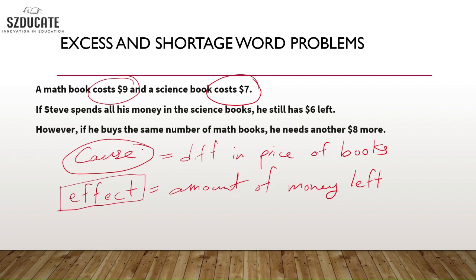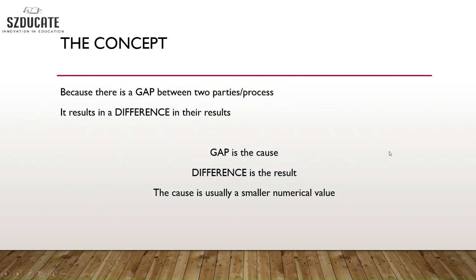Now this kind of question, there will always be two situations. First situation, I buy everything using the science book. Second situation, I spend everything on the maths book. So the concept is because there's a gap between the two parties. Still remember what's the gap? It's because of the cost. Gap is the cost. It will result in the difference in the results, which is the final remainder.